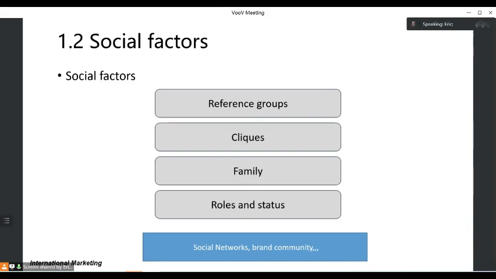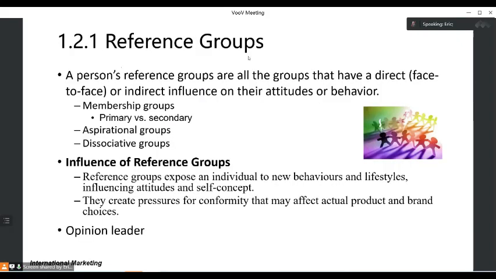They directly or indirectly affect our purchasing. We can't deny it. So the first is the reference group. A reference group is a group that directly or indirectly influences our attitudes or behavior.